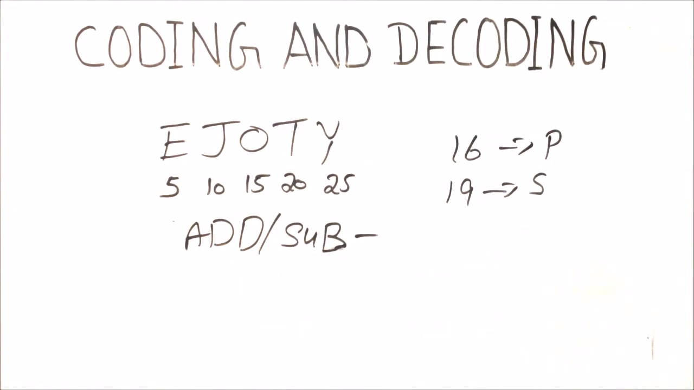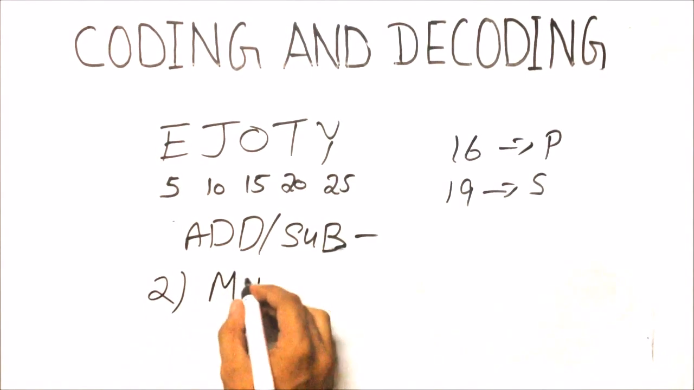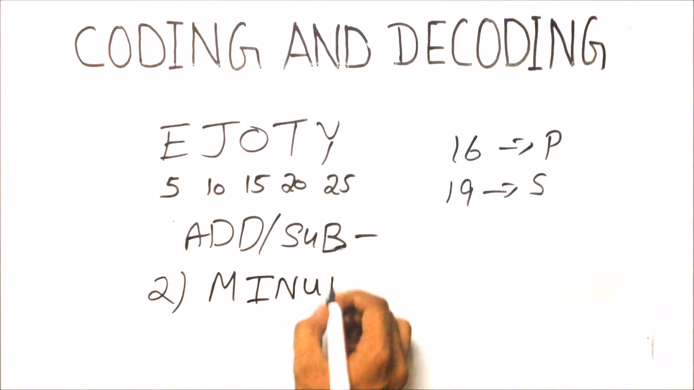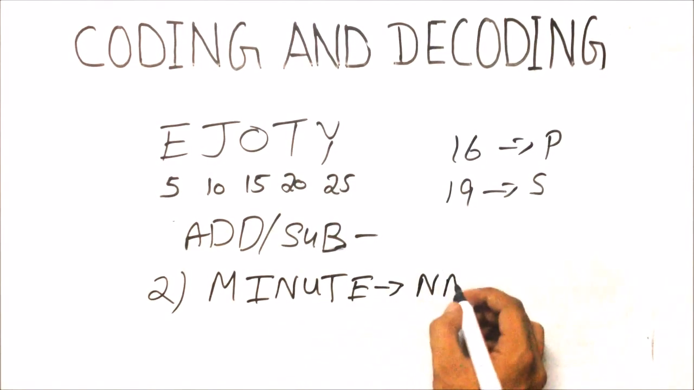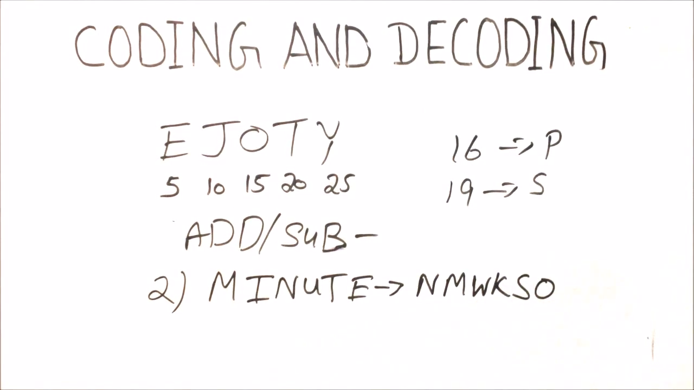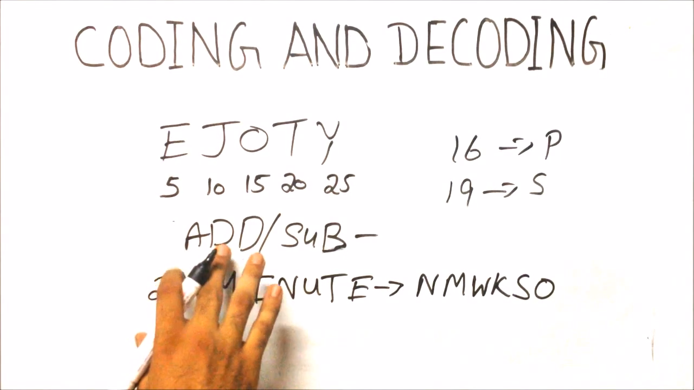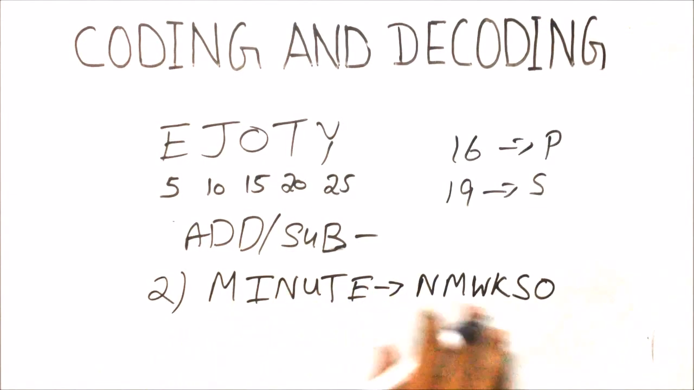Now a second question in this pattern, which is the addition and subtraction pattern, would be the word MINUTE, and the code for the word minute is NMWKSO. Here you will have to use the keyword, which is IJOTI. Because we are doing the addition and subtraction pattern, we need to find out the difference between the corresponding numbers.